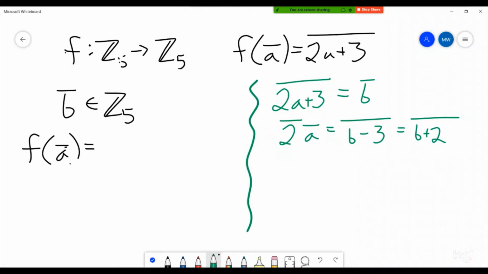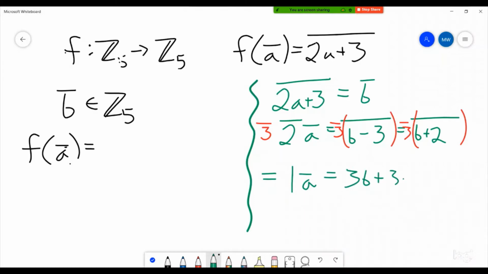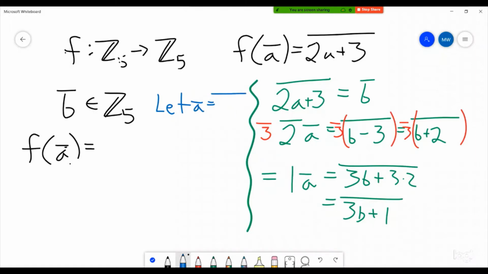The next thing we can do is try and cancel out our class of 2 by multiplying both sides by the class of 3 again. And what that gives us is 1 times the class of a is equal to 3 times b plus 3 times 2, which is equal to the class of 3b plus 1. So we're going to go over to our proof and say, let a equal the class of 3b plus 1.